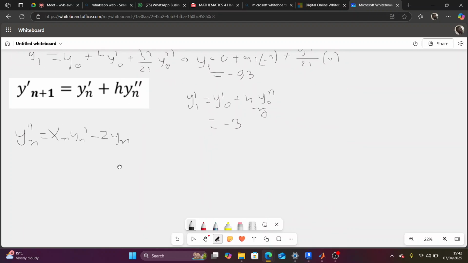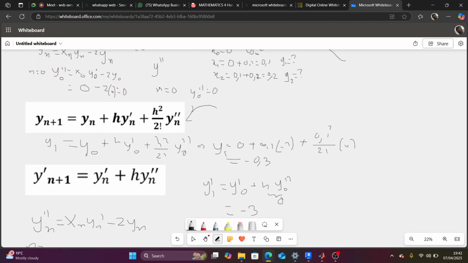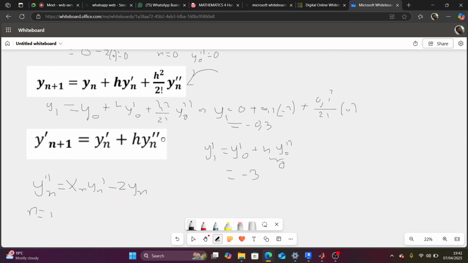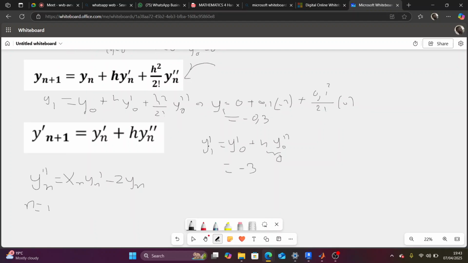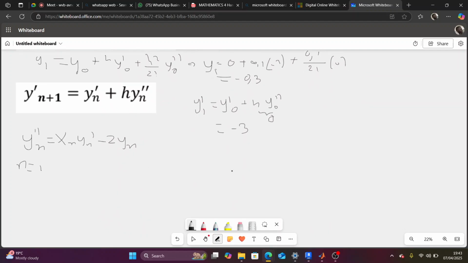Now, for you to get y1 here, you have to move for n equal 1. I'm going to put it in the simplest words so that you can understand what's happening. We use the initial condition n equals 0, we get the y second here. The same n equals 0 gives us y1 and y prime 0. Now, when you move for n equal 1, the first thing that you get is the second derivative of 1. Now, the same n equal 1 will give you y1 and y2 prime.